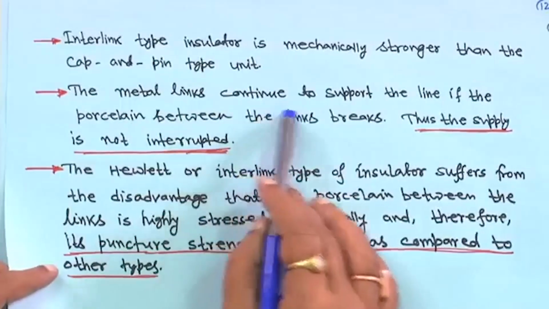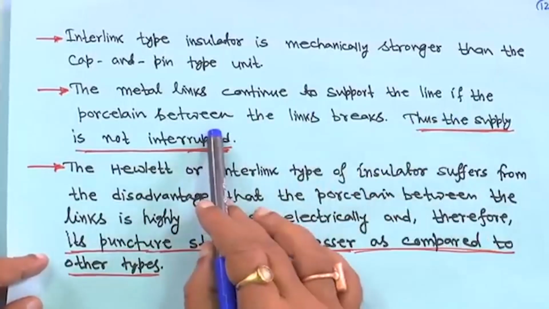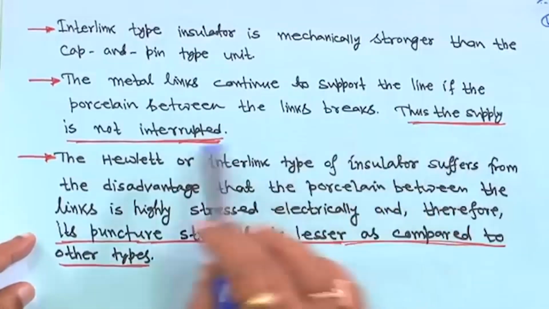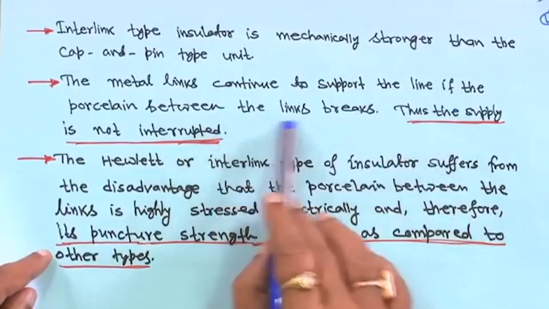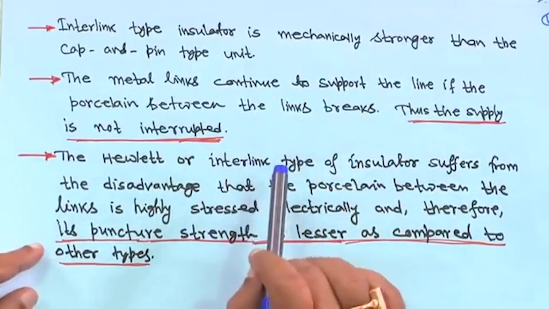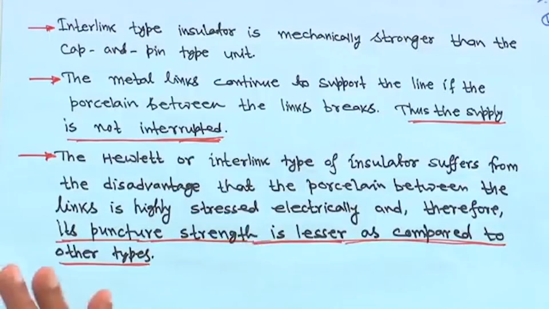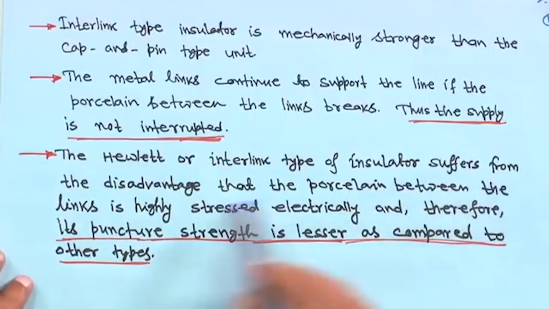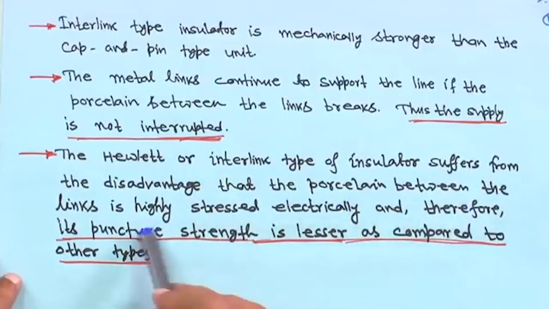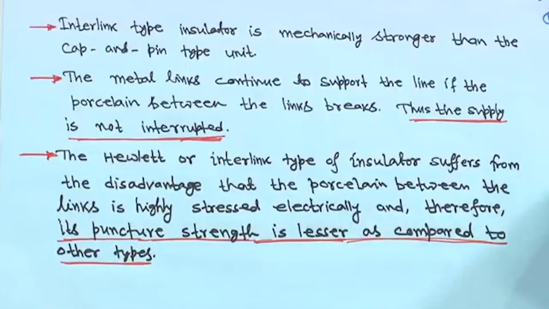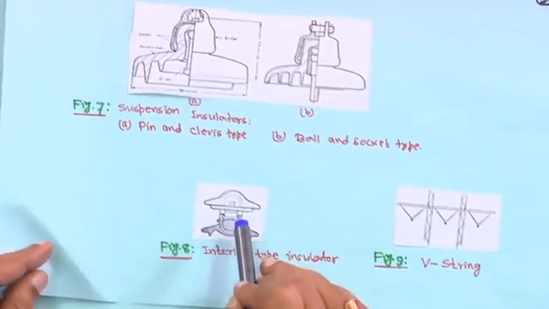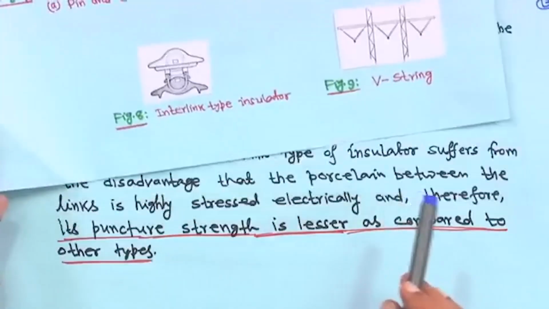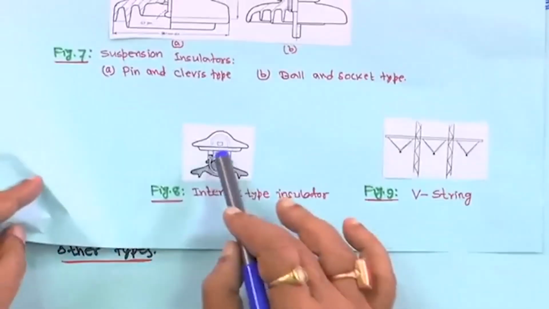but the metal links continue to support the line if the porcelain between the links breaks, thus the supply is not interrupted. This is one of the advantages of this kind of insulator. But the interlink type insulator suffers from the disadvantage that the porcelain between the links is highly stressed electrically and therefore, its puncture strength is lesser as compared to other types. That means the porcelain between the links will be highly electrically stressed, right. So, the puncture strength is lesser as compared to other types of insulator.